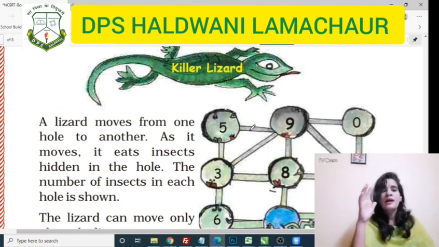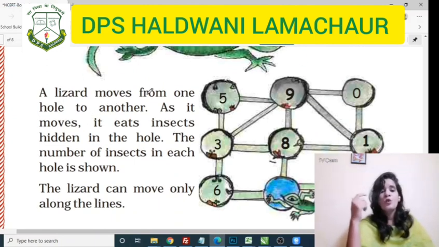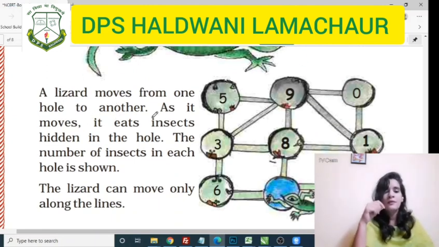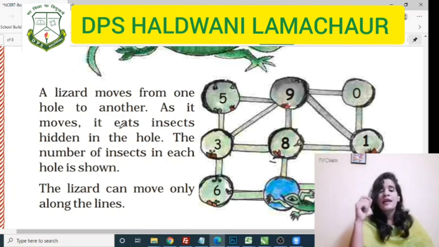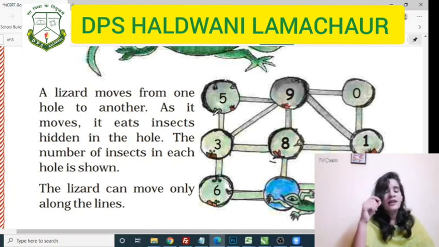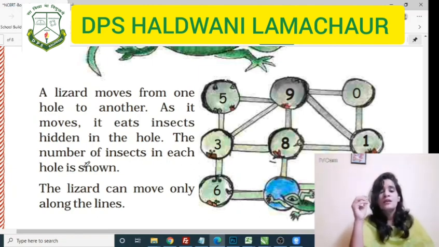Lizard Killer. A lizard moves from one hole to another. As it moves, it eats insects hidden in the holes. Here you can see some holes and numbers are also there. In each hole some insects are there. Who eats them? The lizard eats them. The number of insects in each hole is shown. So if 5 is written, 5 insects are there. If 9 is written, 9 insects are there.